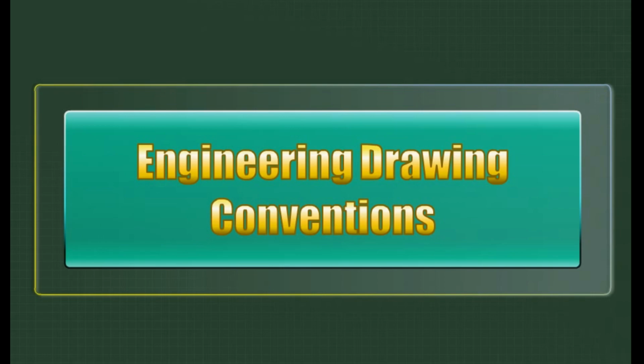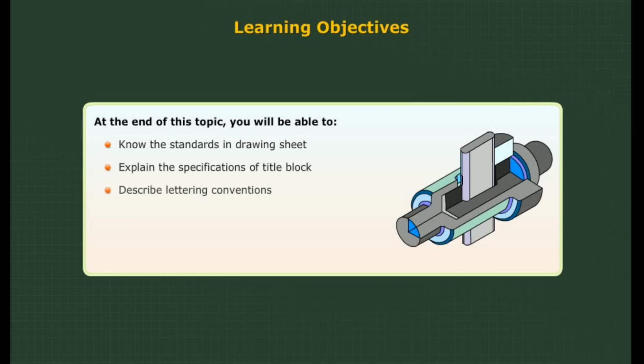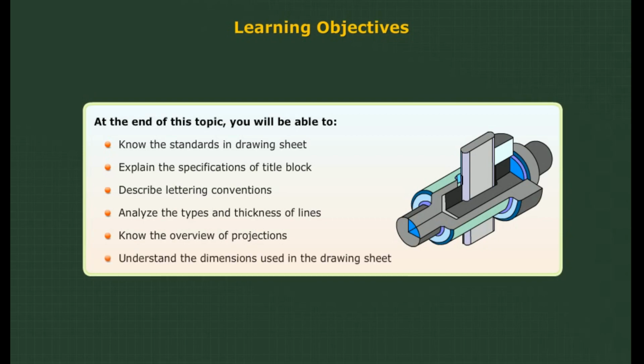Engineering drawing conventions. Learning objectives. At the end of this topic, you will be able to know the standards in drawing sheet, explain the specifications of title block, describe lettering conventions, analyze the types and thicknesses of lines, know the overview of projections, understand the dimensions used in the drawing sheet.